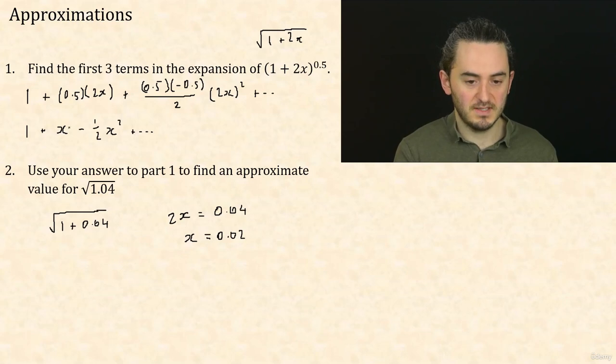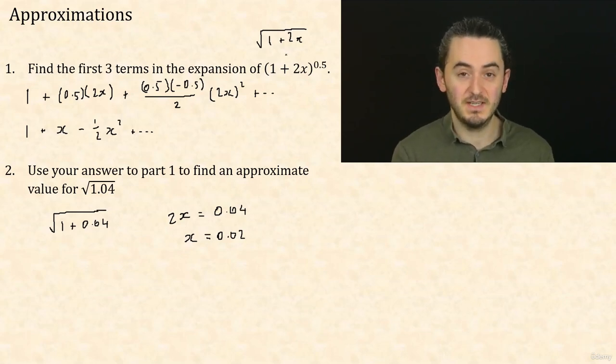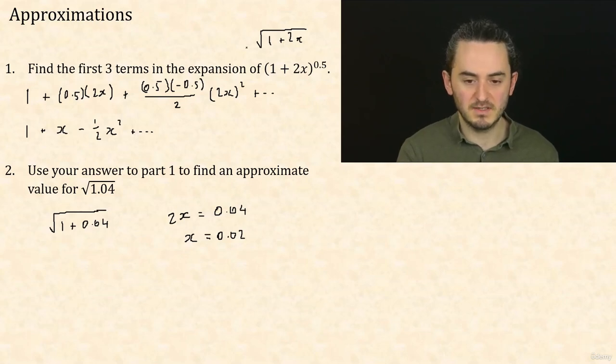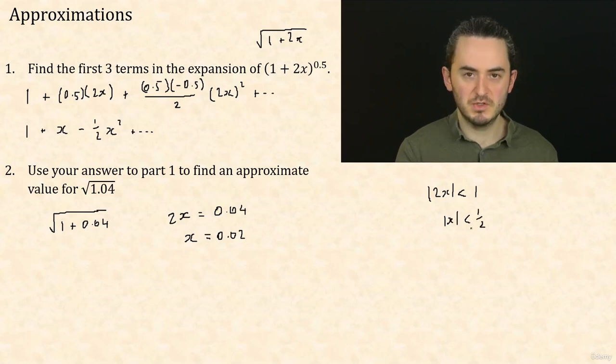Now, further to that, I know that this expansion is the same as this, or a very good approximation for it, particularly when x is very small. In fact, this expansion should be valid as long as mod 2x is less than 1, that is, as long as mod x is less than a half. But as we saw when we looked at the graphs of these a couple of videos back, the approximations get better and better the smaller x is. So when x was really close to 0, the difference just disappeared. Now, 0.02 is very close to 0, so that means that this expansion should be a very good approximation to the square root of 1.04.